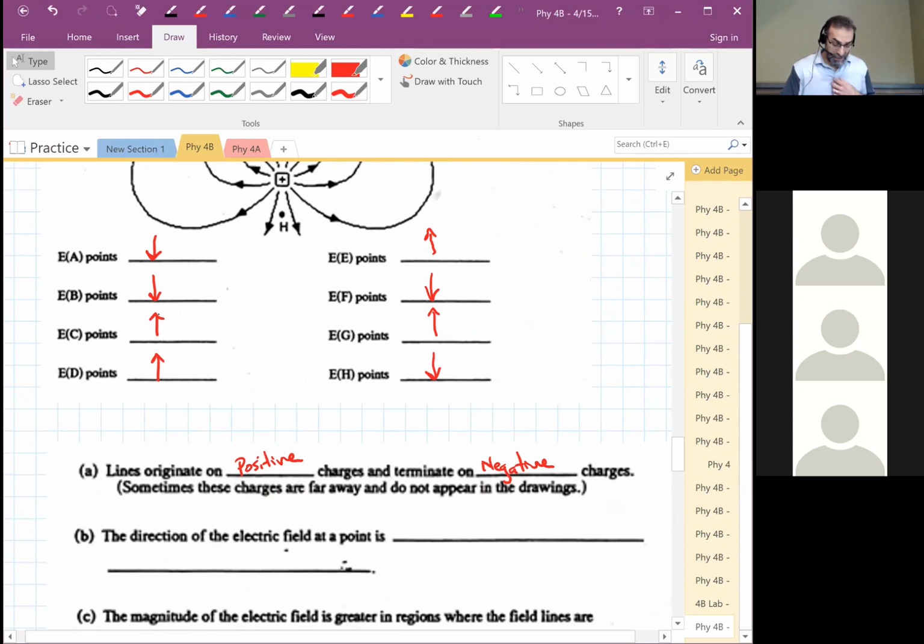The direction of the electric field at a point, this could have two ways of answering. I think what they're looking for here is tangent, but another way of saying it is that it points in the direction a positive charge would go.